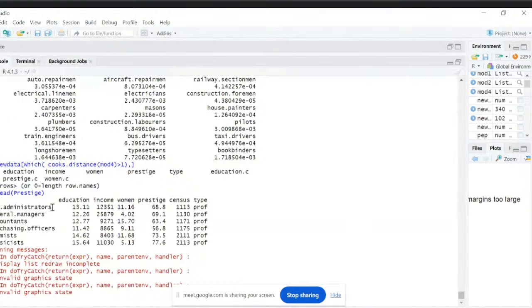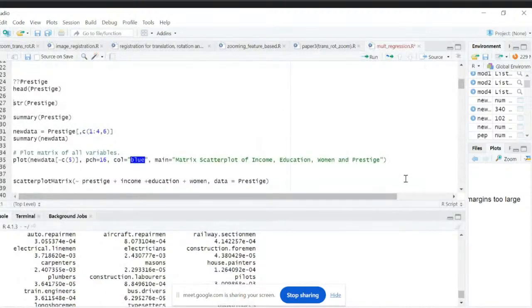So here is, what should I say, this is a job status, government administrator, general managers, and their education on the basis of some metric, their income, whether, I do not know what this variable is. Then prestige, it is also a metric depending on something that was calculated. Census and type. Type is whether they are professional, whether it is a white collar job or something like this. Okay, so this is how the data looks like.